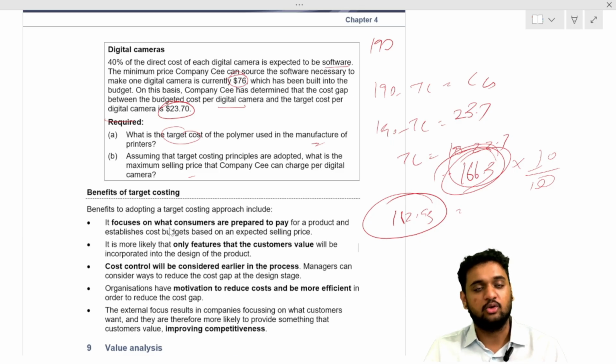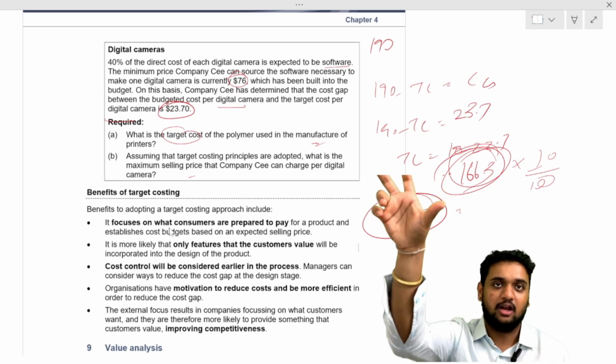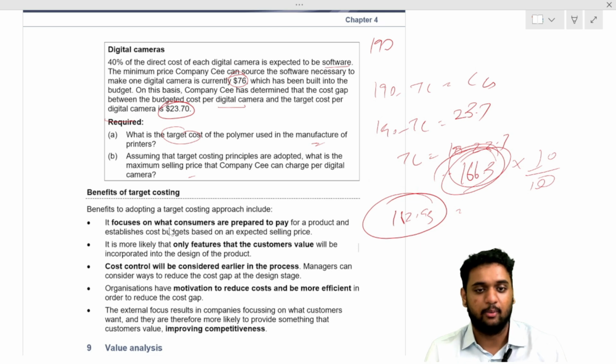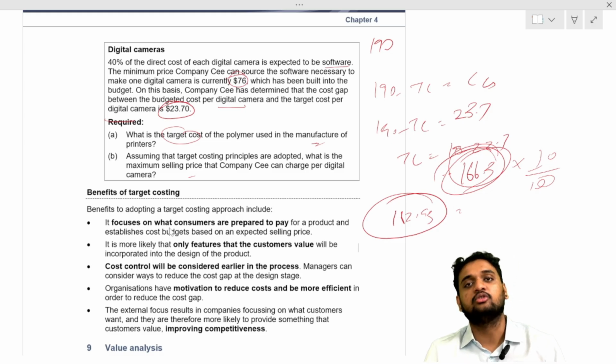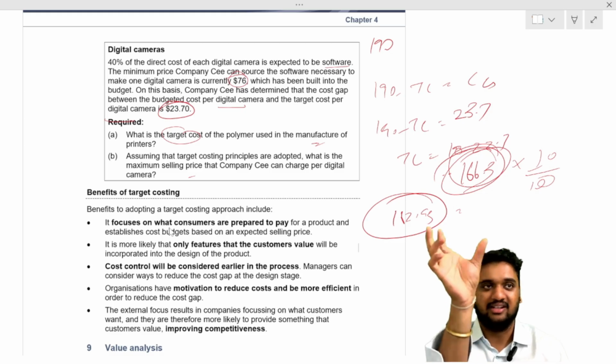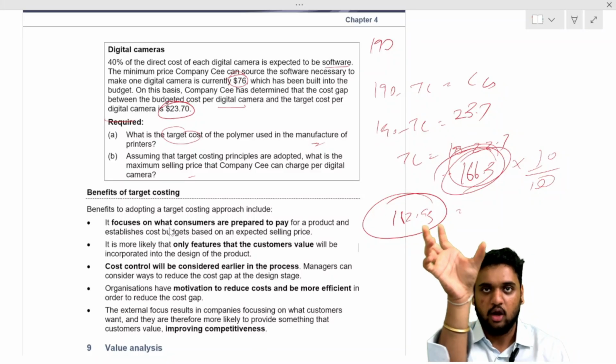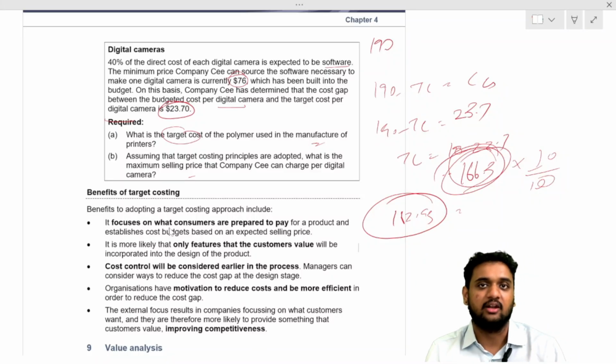It motivates us to reduce cost. When you see the target cost, say our cost is more, right? It motivates us to reduce cost. That is the second point. Third is, it improves our competitiveness. Because we have set a selling price, we want to sell at that price, it improves our competitiveness in the market. Third point is, it improves our competitiveness. What is the third point?